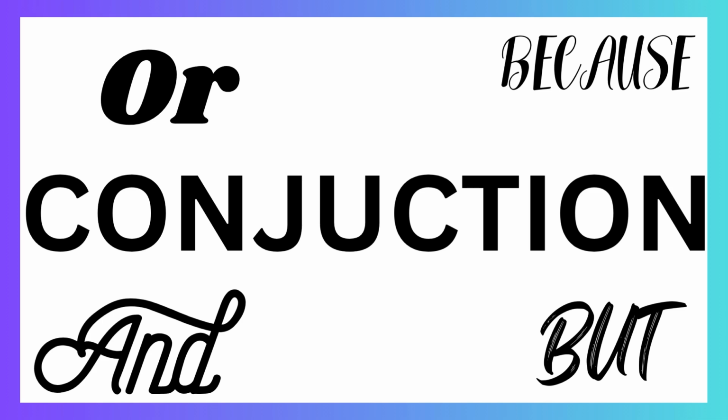On the other hand, subordinating conjunctions introduce dependent clauses, which cannot stand alone as complete sentences, and they establish relationships such as cause and effect, contrast, time, or condition. Some common subordinating conjunctions include because, although, since, while, if, unless, even though, and whereas.